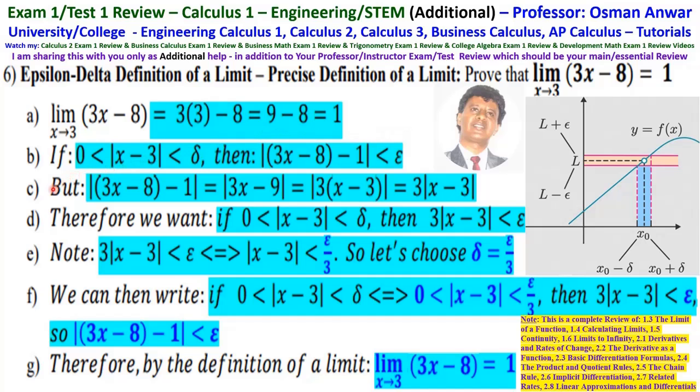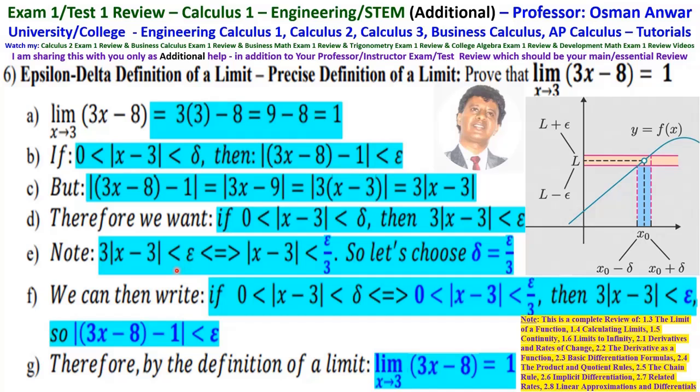Now look at the absolute value of 3x minus 8 minus 1, which is equal to the absolute value of 3x minus 9, which is equal to, if you factor out 3, the absolute value of 3 times x minus 3, which is equal to 3 times the absolute value of x minus 3. Therefore, we want, if the absolute value of x minus 3 is between 0 and delta, then 3 times the absolute value of x minus 3 is less than epsilon.